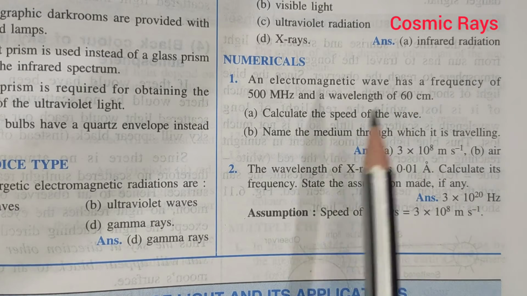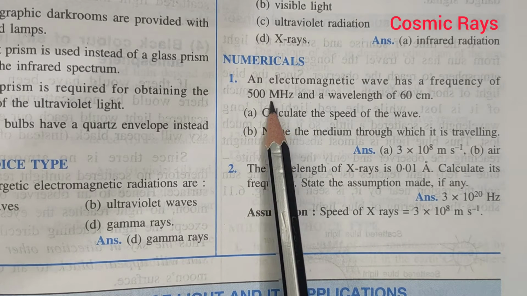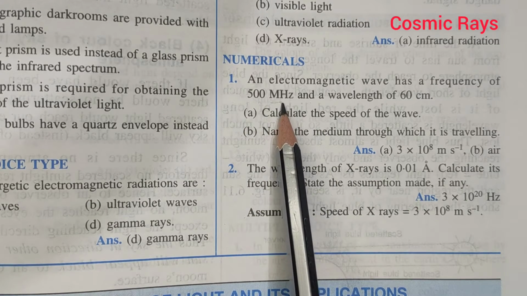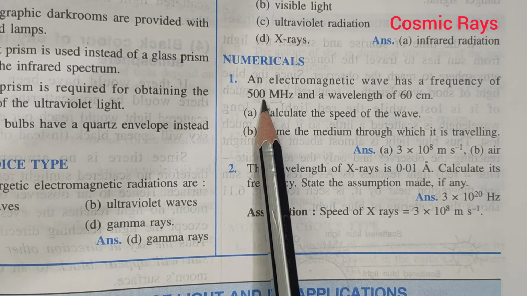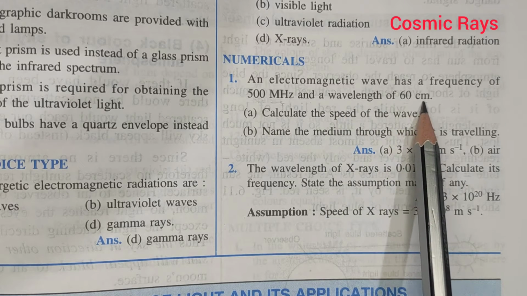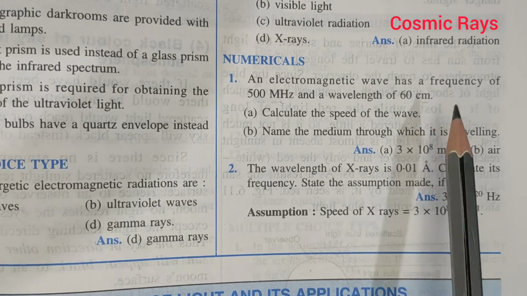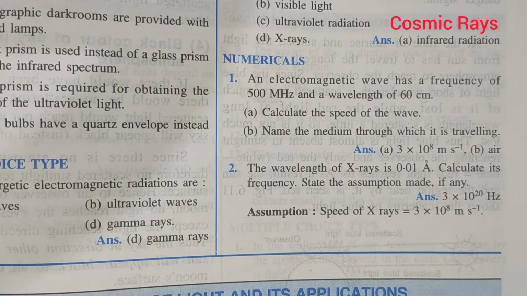Now what we have to keep in mind here is they have given the frequency in terms of megahertz. So we will convert it to hertz by multiplying it with 10 raised to the power 6. And then the wavelength is given in centimeter. So we need to convert it to meters. And then we can solve the numerical.